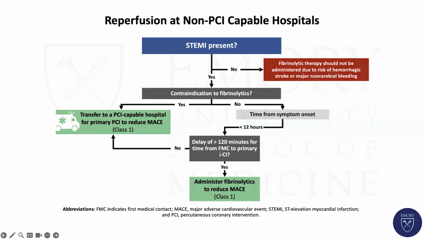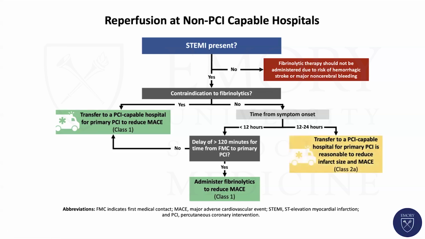you're within 12 hours of symptoms and there's going to be a delay in transferring to get the patient to a cath lab, then you want to administer fibrinolysis. If, however, there is a delayed presentation from symptom onset, then they can go to a PCI capable center for primary PCI, and that's a class 2A recommendation.